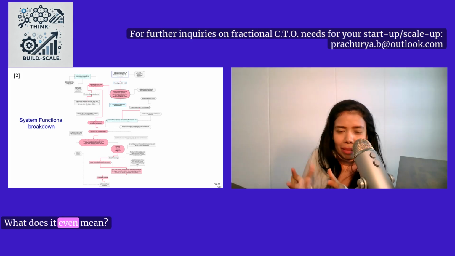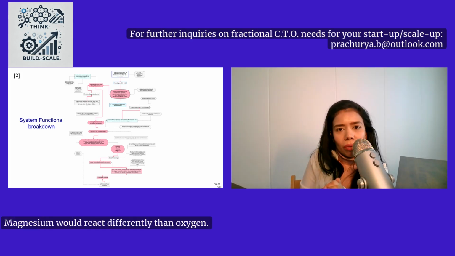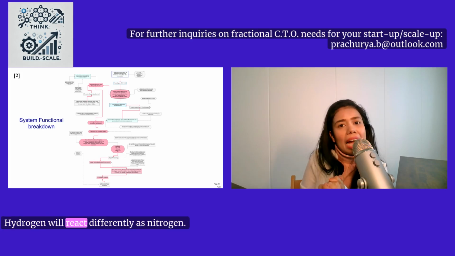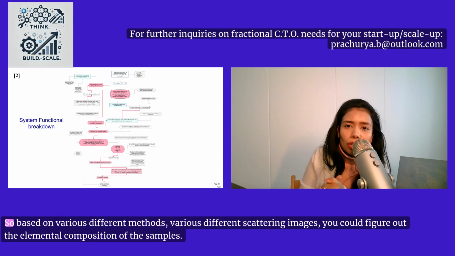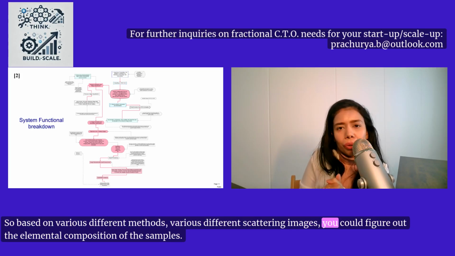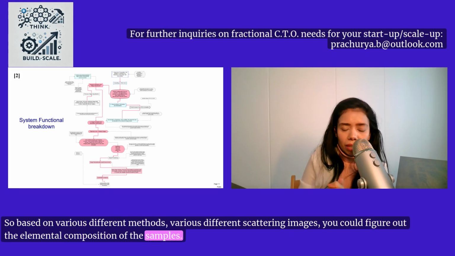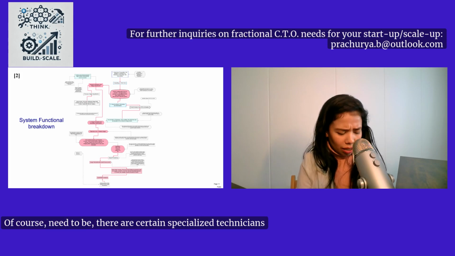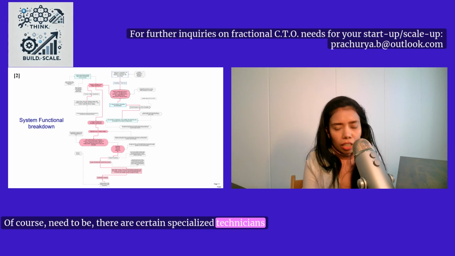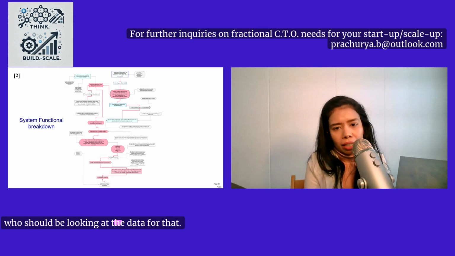What does it even mean? Magnesium would react differently than oxygen. Hydrogen will react differently than nitrogen. So based on various different methods, various different scattering images, you could figure out the elemental composition of the samples. Of course, there are certain specialized technicians who should be looking at the data for that.